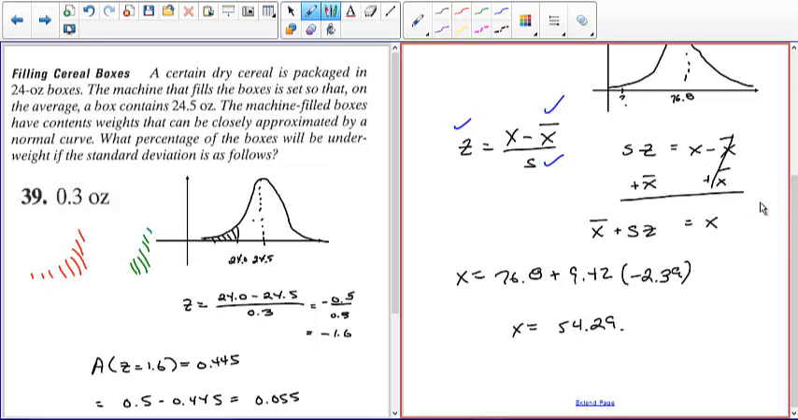So this is a fairly extreme z-score. It's negative 2.39. There aren't that many data points that are between negative 2 standard deviations and negative 3 standard deviations relative to the mean.